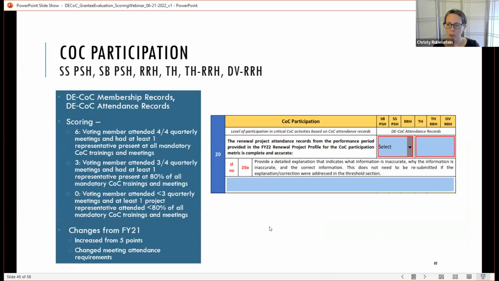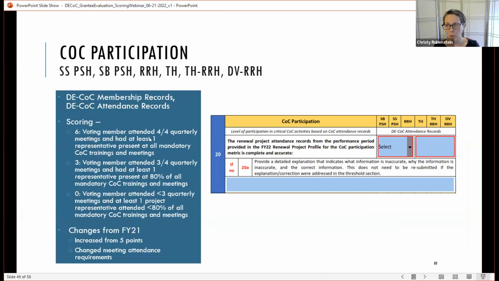CoC participation. This one is similar to the prior years, but tweaked a bit in terms of what we're looking at. It was 5 points, now it's 6 points. And we're really looking for the voting member to have attended the quarterly meetings.